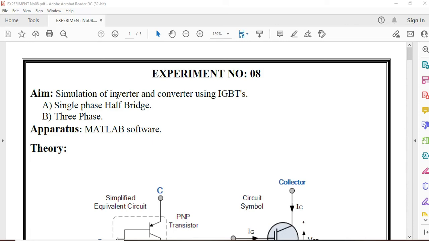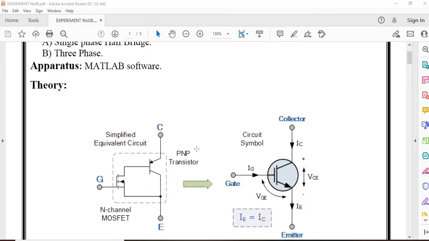This is the simulation of inverters and converters using IGBT. Here in this experiment, we perform the experiment in two parts. First one is the single phase half-wave bridge rectifier and next one is three phase. These two experiments we are going to perform with the help of IGBT. Now, what is IGBT first of all?